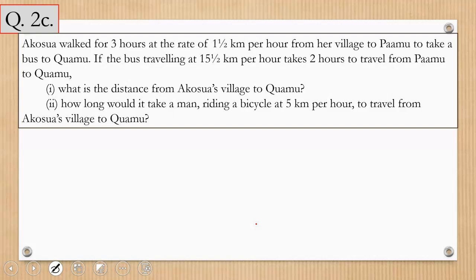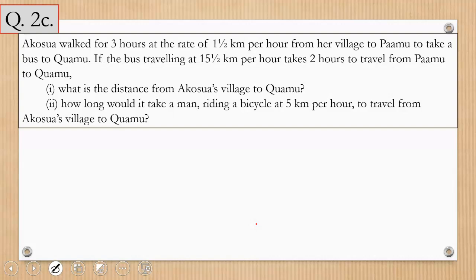Now, if the bus traveling at 15.5 kilometers per hour takes 2 hours to travel from Pemu to Kwemu, what is the distance from Akosua's village to Kwemu? Okay, and we want to find Akosua's village to Kwemu. That means that we need to consider the fact that Akosua can walk from the village to Pemu. We can look at that distance. Then we can also look at the distance from Pemu to Kwemu, which also is by bus.